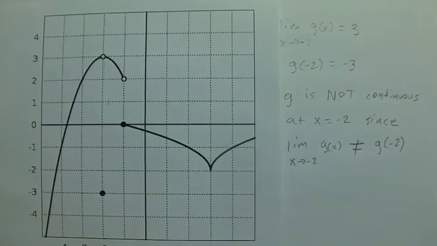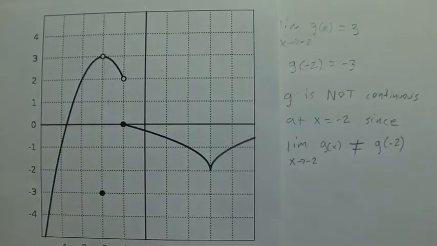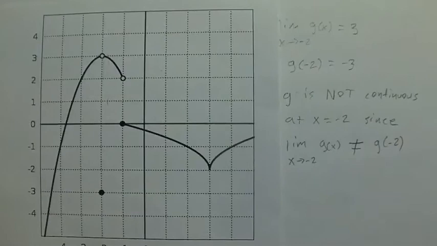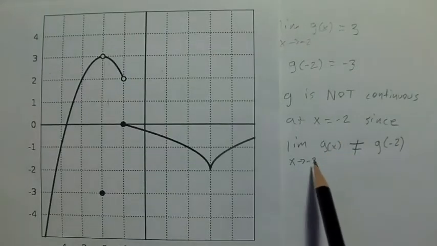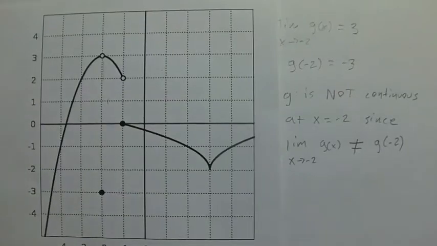This is what you're expected to write. Most of these problems are going to ask you to explain why it's not continuous, why it is continuous, and this is what you're going to put: that the limit and the function value do not match. They're not equal.